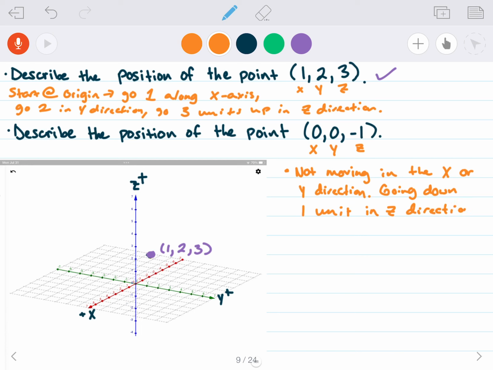Okay, so that's pretty easy. We start at the origin right here, and we're just going down 1 in the z direction. So this is my second point right here. This is the point 0, 0, negative 1. All right, and again, you can use GeoGebra to verify this, so please do if you're having trouble seeing this.